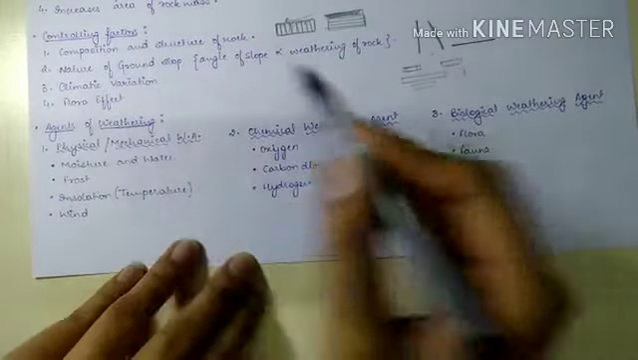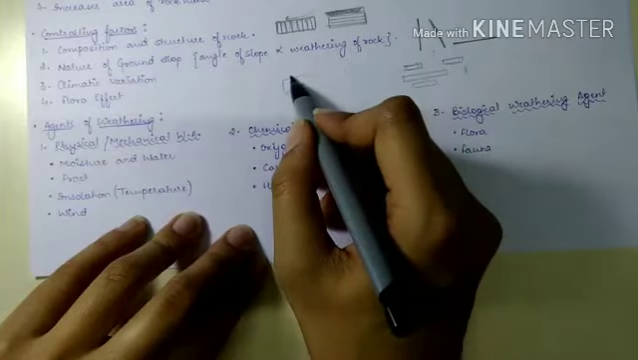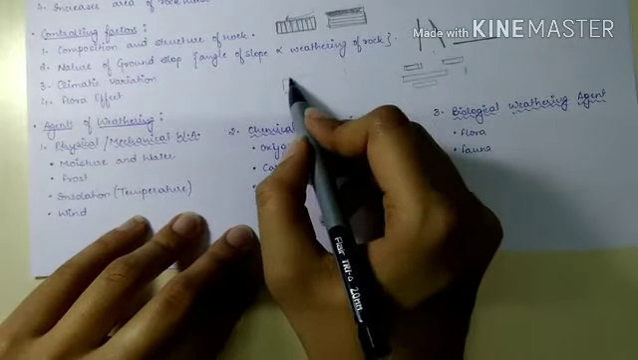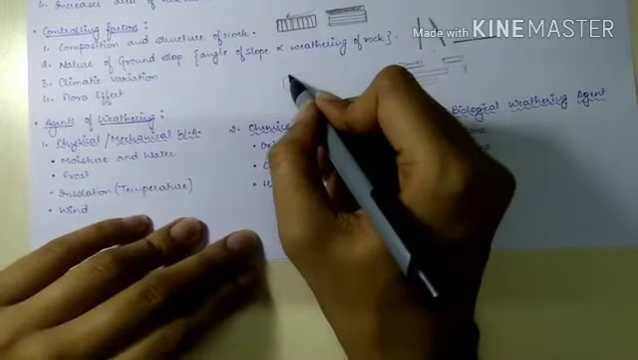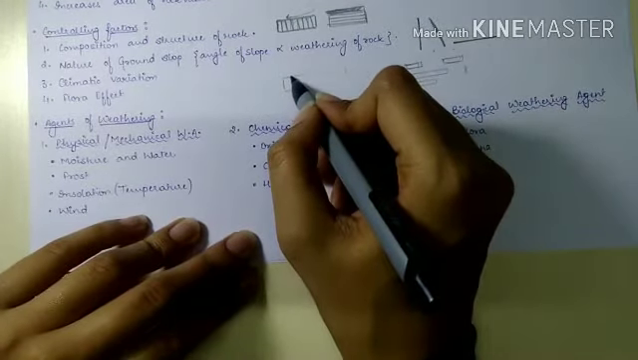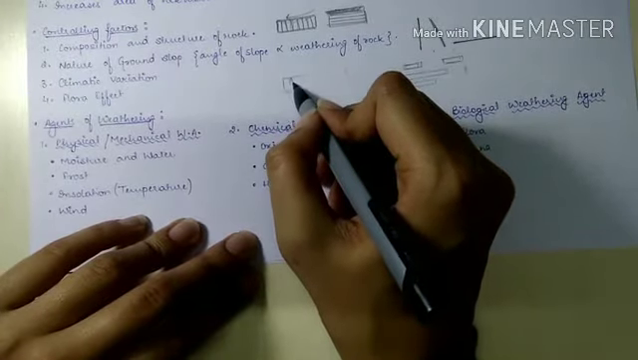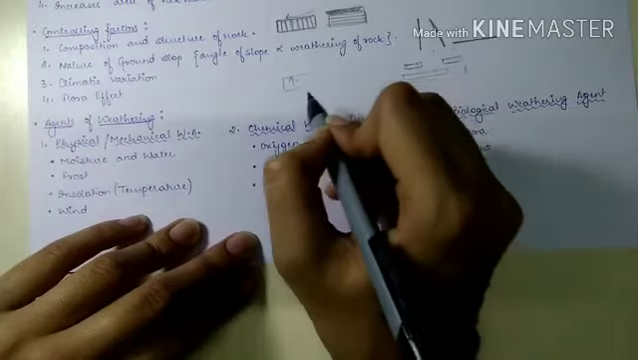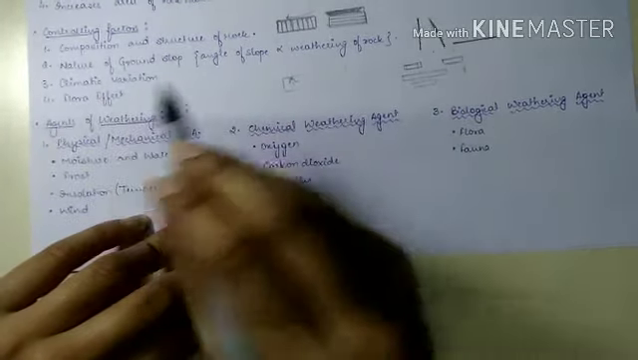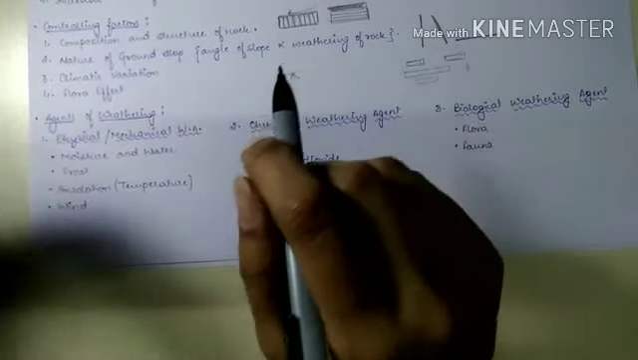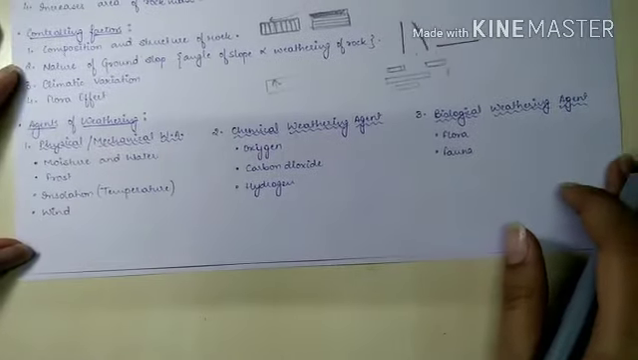Okay, next is flora effect. See what happens is, this is a rock. Because of flora, first we'll see about physical weathering. Due to the roots of plants, cracks are built in the rocks, because of which the rocks get disintegrated. Next is, sometimes the plants excrete some chemicals, because of which the rocks get disintegrated.